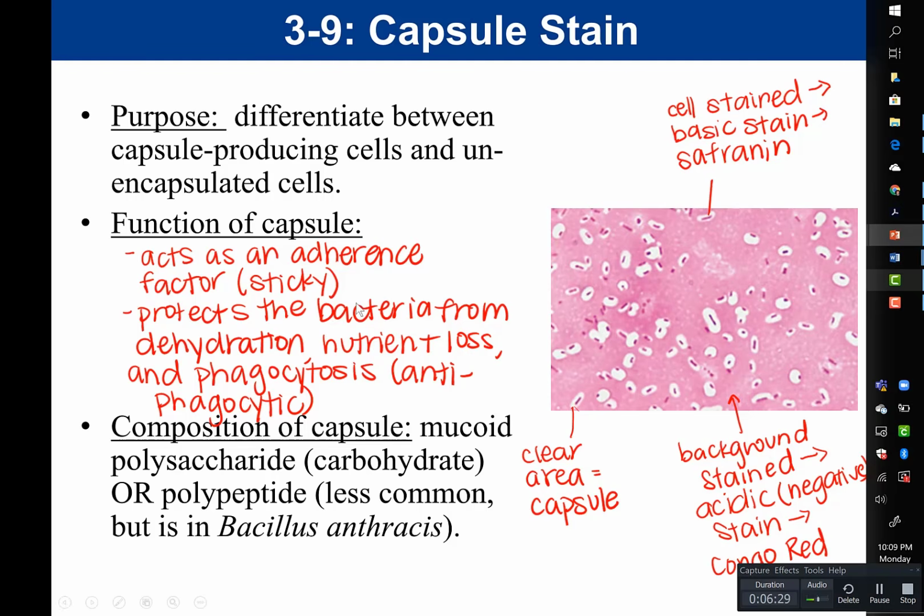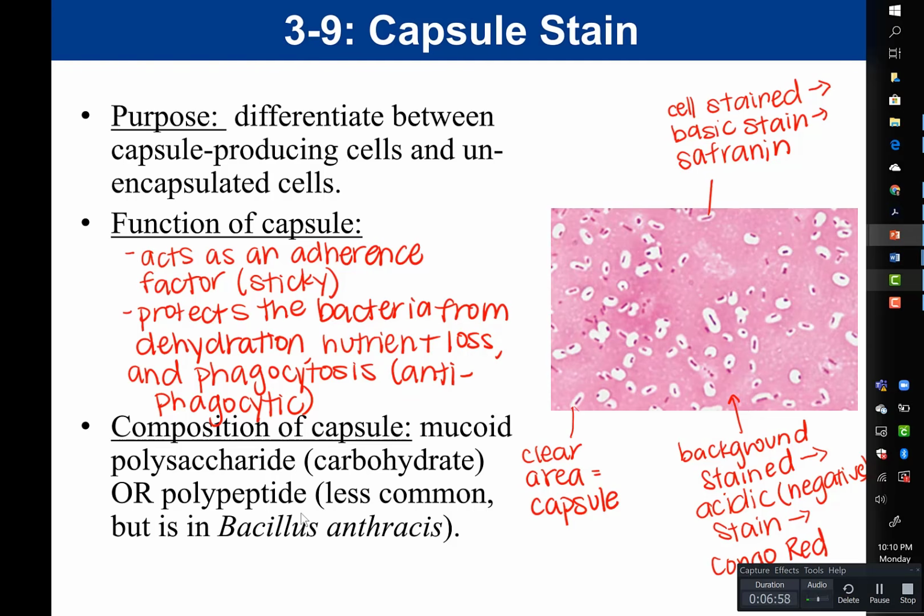You want to know the functions of the capsule. So all of these functions. You want to know the composition. So what is the capsule itself actually made of? So that mucoid polysaccharide, which is a carbohydrate or a sugar, or polypeptide, protein-based. It's less common, but is used in Bacillus anthracis. You, again, will see this also in lecture.